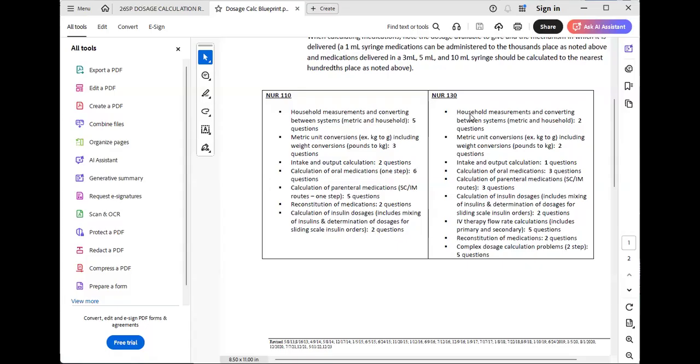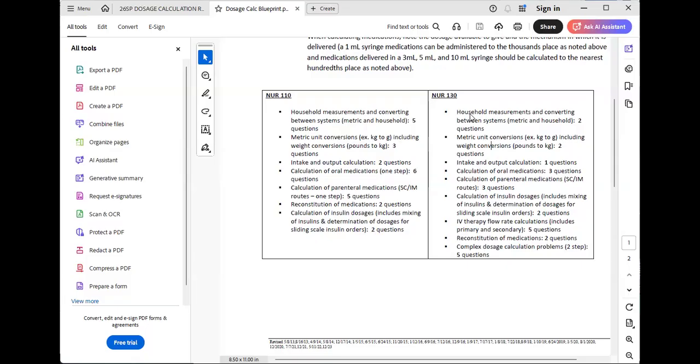You need to know how to do your oral based medications, so how to calculate for tablets, capsules, milliliters. You need to know how to calculate for your parenteral injectable medications. Again, that's milliliters unless we're talking insulin, and that's units. You need to know how to read a sliding scale, how to add the insulin units together. And remember, when you're administering insulin, insulin is given in units. Most everything else is given in milliliters, but insulin is given in units.